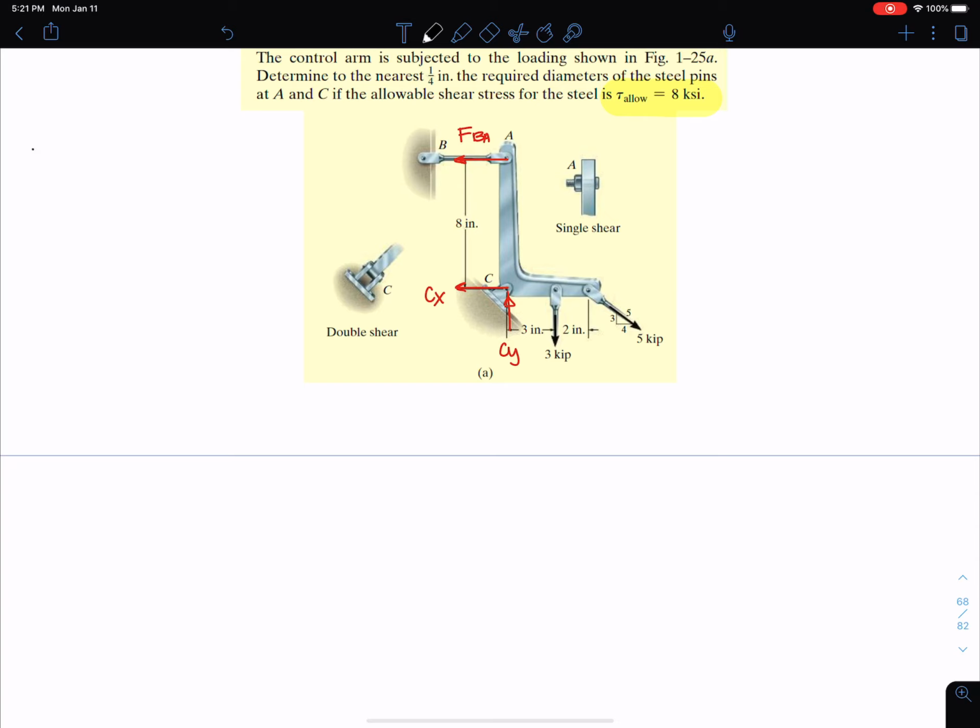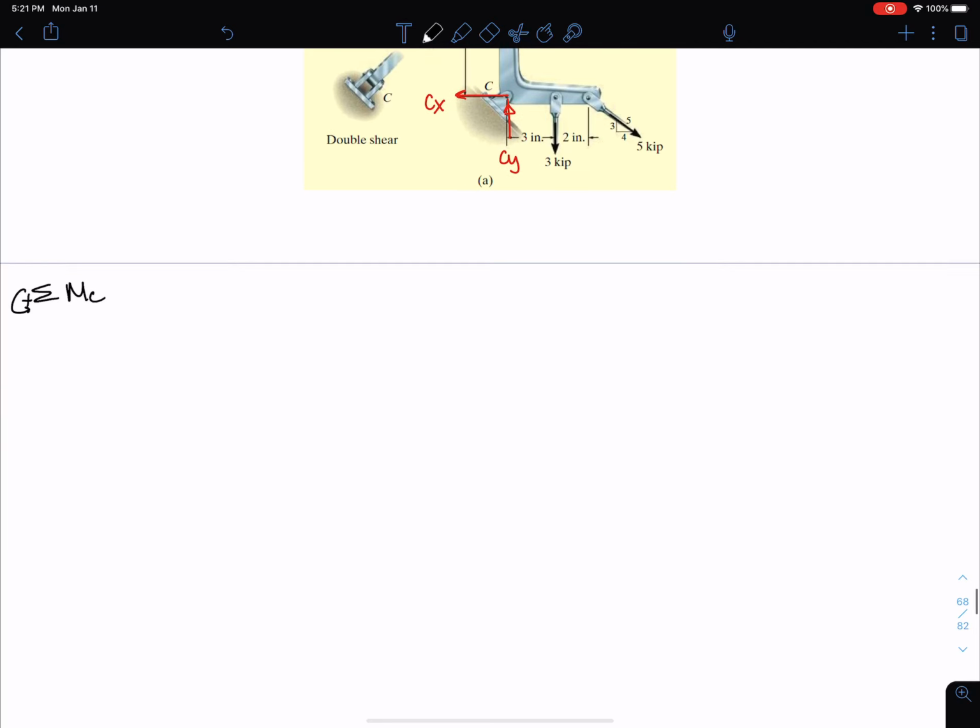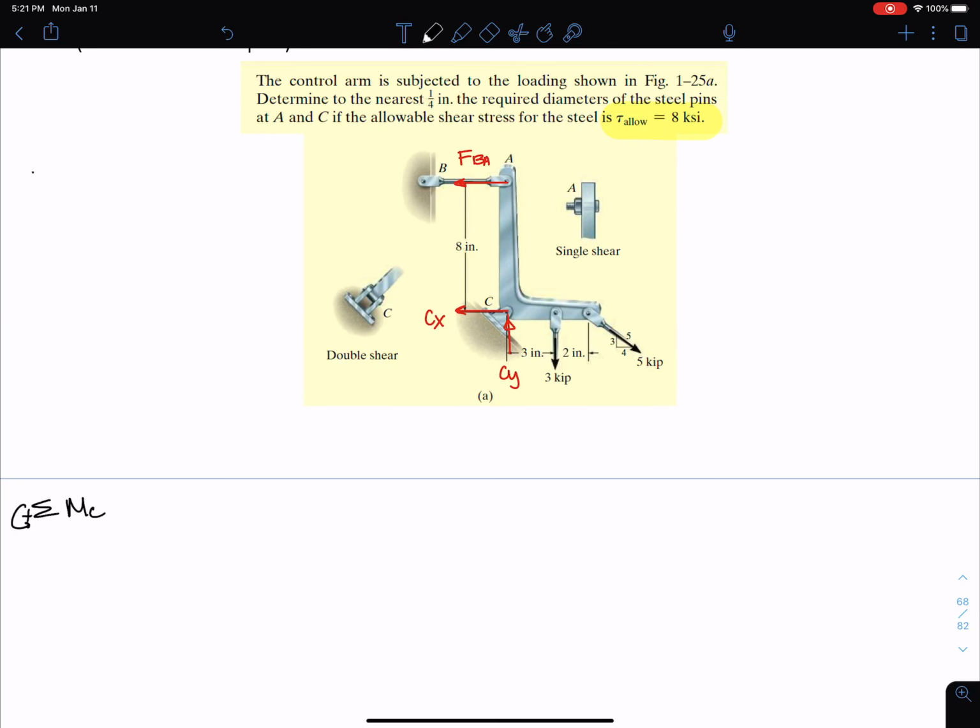So I'm actually going to sum my moments about point C, counterclockwise is positive. That gets rid of those 2 pin forces for me. And I get FAB times 8 inches minus 3 times 3 inches minus 5 times the 3/5 component times 5 inches equals 0. And I get FAB equals 3 kips.